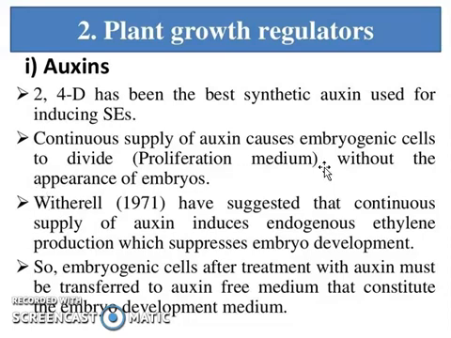Continuous supply of auxin causes embryogenic cells to divide without the appearance of embryos. Witherell in 1971 suggested that continuous supply of auxin induces endogenous ethylene production, which suppresses embryo development. So embryogenic cells after the treatment with auxin must be transferred to auxin-free medium, which constitutes the embryo development medium.